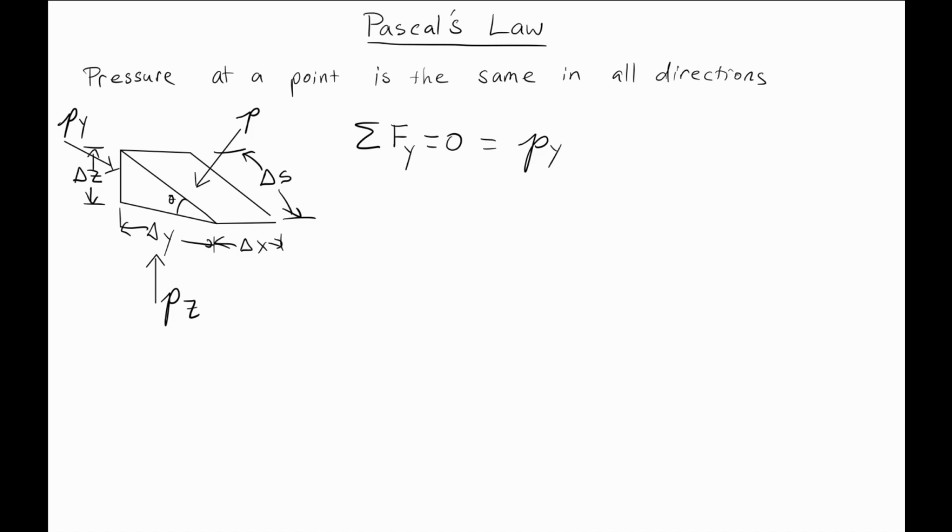So the pressure acting on the left face is P sub y, or the force is P sub y times its area, which is delta z delta x. The force that counteracts that is the one along the hypotenuse, given by minus P times, since there's an angle theta, sine theta times the area, which is delta x times delta s. But you can project the dimension delta s onto delta z. So delta z turns out to be equal to delta s times sine theta.